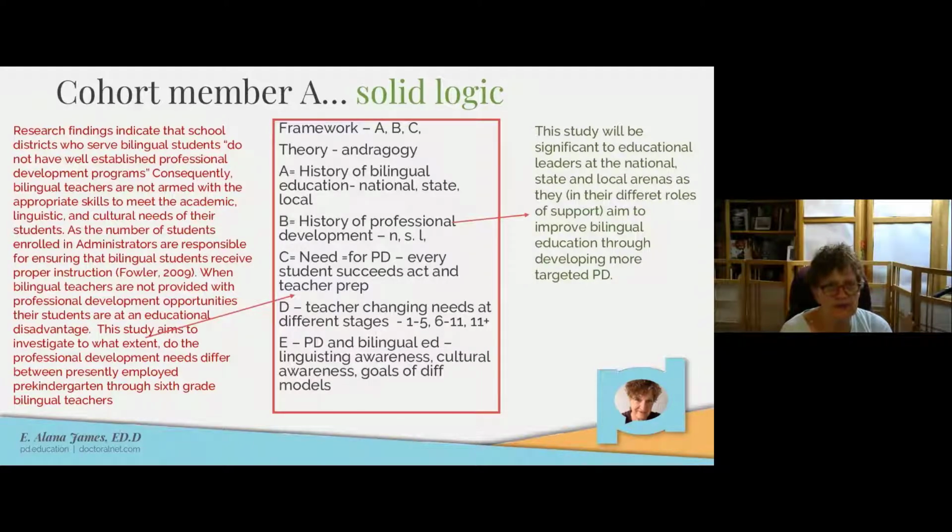Research findings indicate that school districts who serve bilingual students do not have well-established professional development programs. Consequently, bilingual teachers are not armed with appropriate skills to meet the academic, linguistic, and cultural needs of students. When bilingual teachers are not provided with professional development opportunities, their students are at an educational disadvantage. This study aims to investigate to what extent professional development needs differ between the presently employed pre-kindergarten through 6th grade bilingual teachers.